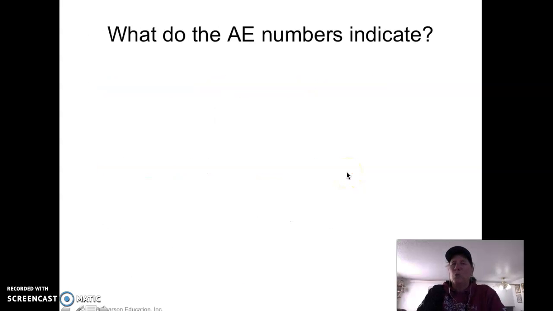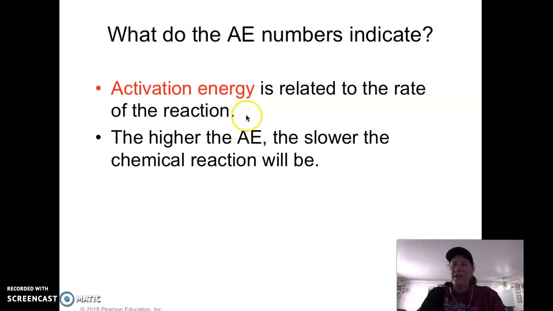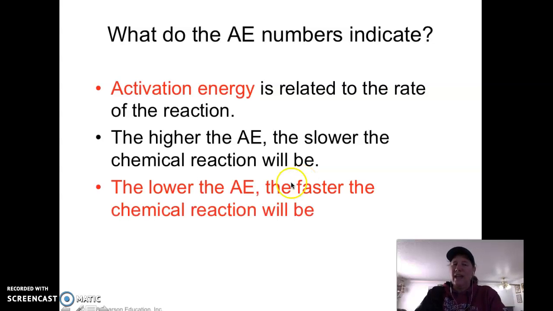Okay. So what does it mean? That's more important to me. Activation energy is related to the rate of the reaction. So if the rate is higher, then the activation energy is lower. The higher the activation energy, if it takes a lot to get it rolling, then the rate is going to be slower. If the activation energy is low, then the reaction is going to happen faster. So if you don't have to add a lot of energy to get it rolling, then the chemical reaction is going to occur faster.